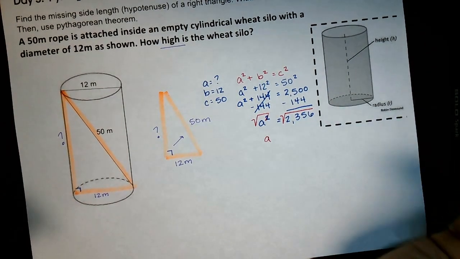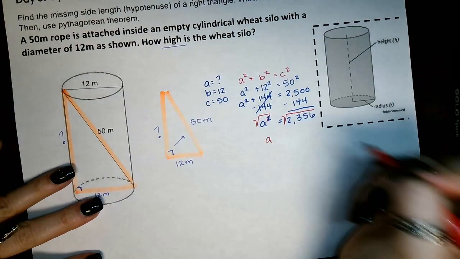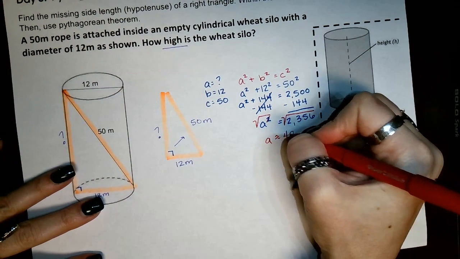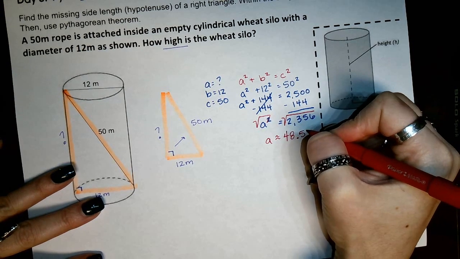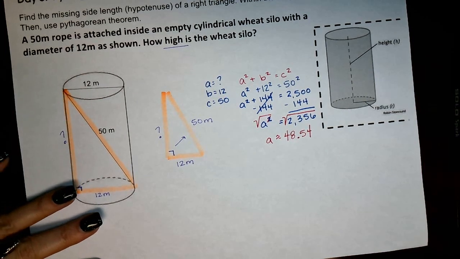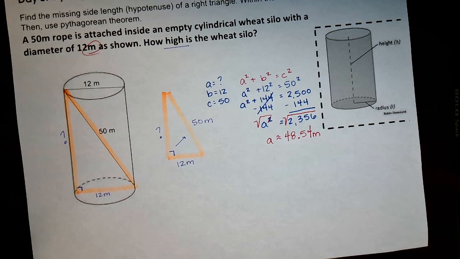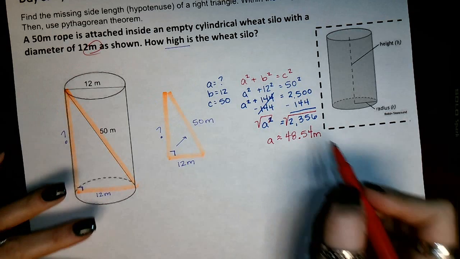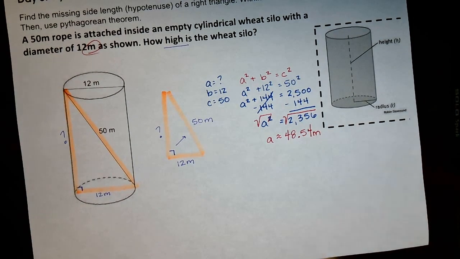Whenever you find the square root, it's not going to be a whole number, you will get a decimal. Here we're going to round it to the nearest hundredth. So now I have 48 and 54 hundredths. Notice in the directions, we're using meters. So when it asks how high the wheat silo is, your answer would be 48 and 54 hundredths of a meter.